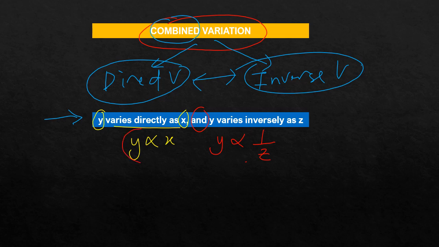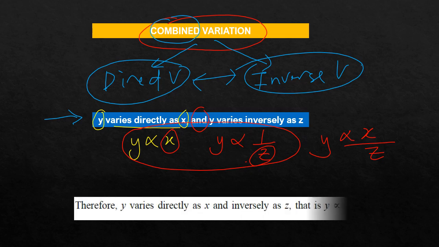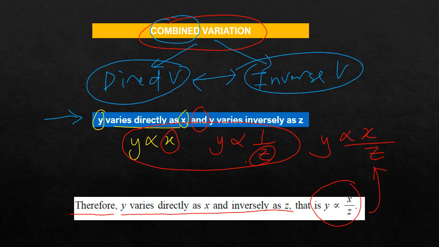So to combine this, you use just one y. So y, not the equal sign yet. We still use the relation. Varies directly as x and varies inversely as z. So just write like that. Therefore, if you see y varies directly as x and inversely as z, you can write as this one, same as what I've written just now. Okay, so that is combined variation. It's very simple. You just combine the two variations.